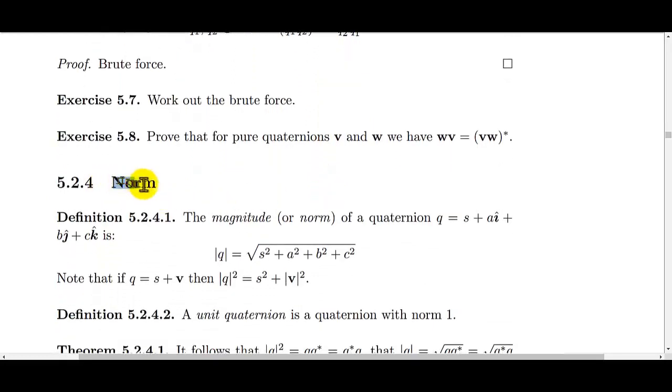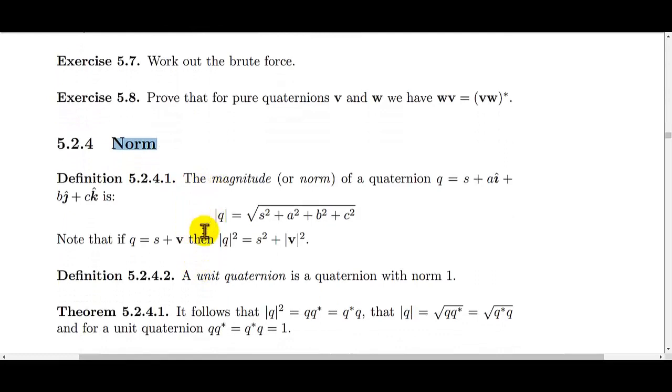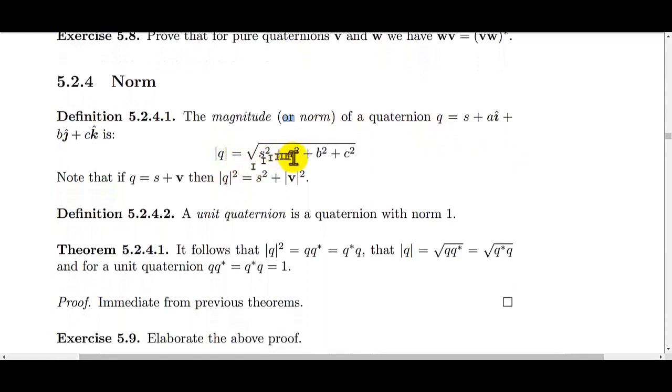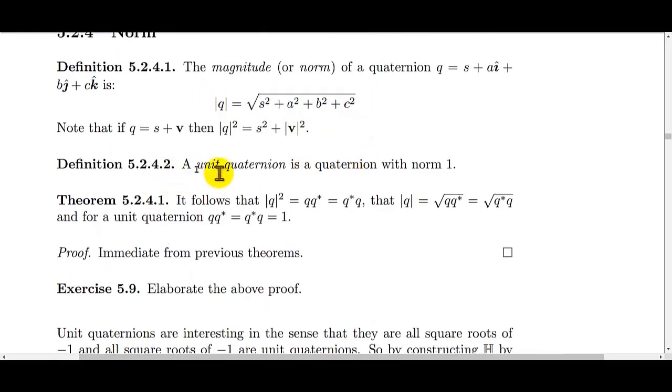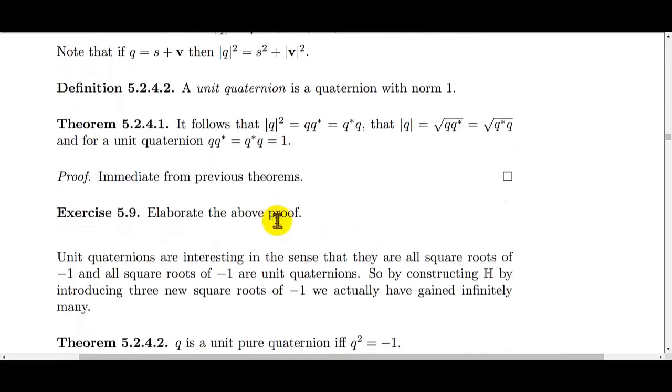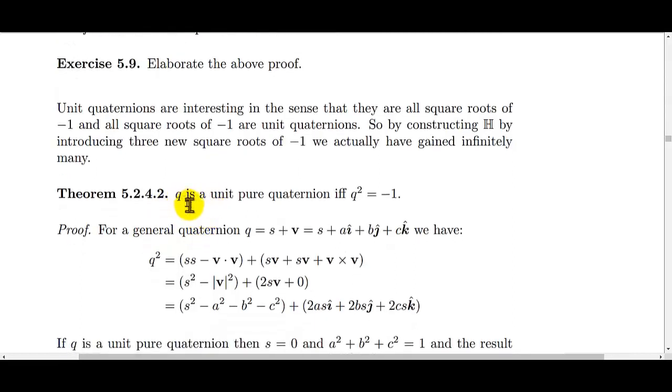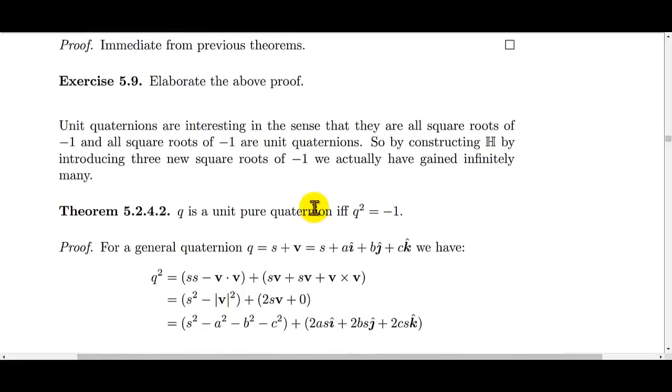Now we have the norm, another important thing in quaternions, the magnitude or norm. We have this definition of the magnitude or norm of a quaternion, this expression. A definition again: a unit quaternion is a quaternion with norm 1. That is when this expression is equal to 1. Well, we have this other theorem: Q is a unit pure quaternion if and only if Q squared is equal to -1.